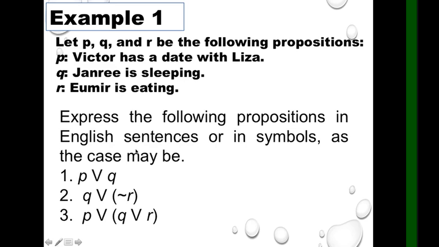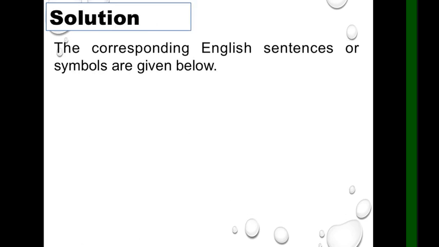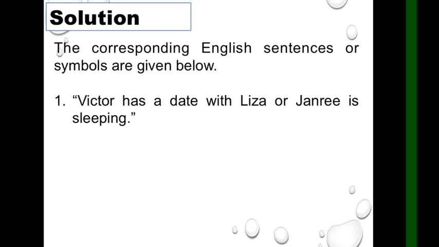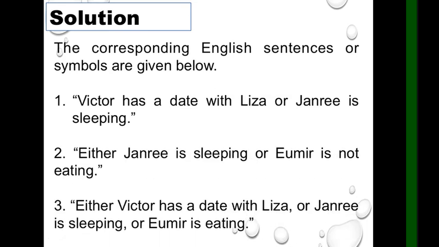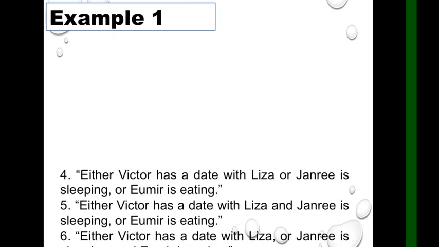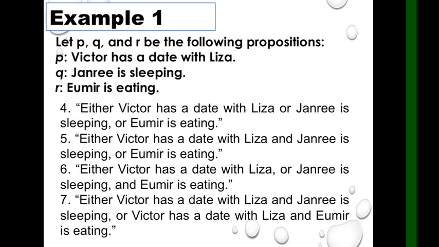Now, let's have the symbols. Victor has a date with Lisa. I think this is the solution for number 3. Number 1, 2, 3, right? Okay, for number 4, this is number 4. We will translate them naman into letters. So, okay. Either Victor has a date with Lisa or January is sleeping or Yumir is eating.